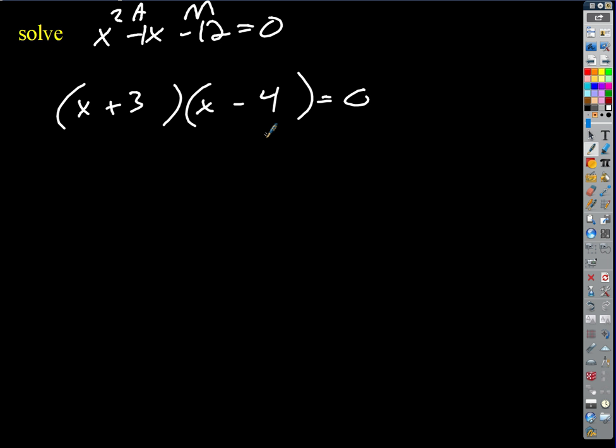The zero product property, right? Remember that the product of factors can only equal 0 when you're multiplying by 0. So the only way that the product of x plus 3 and x minus 4 could possibly equal 0 is if either x plus 3 equals 0 or x minus 4 equals 0. Good. And so that gives us the solutions x equals.